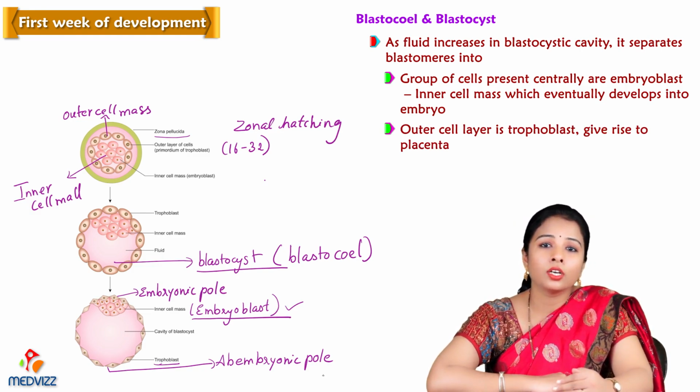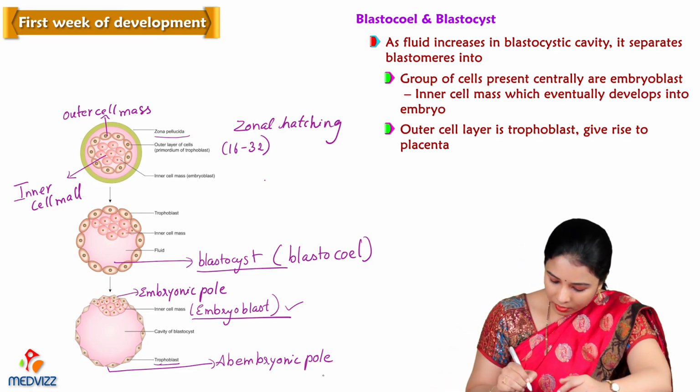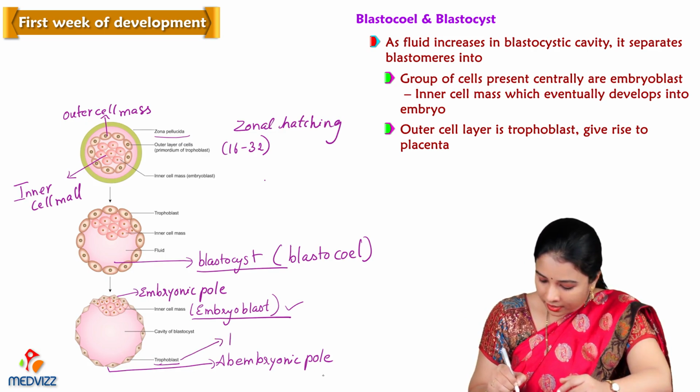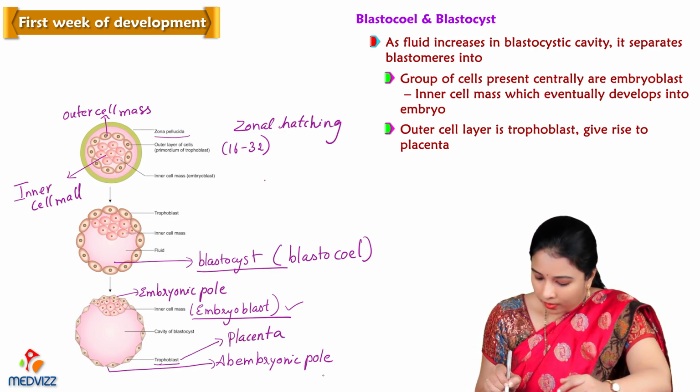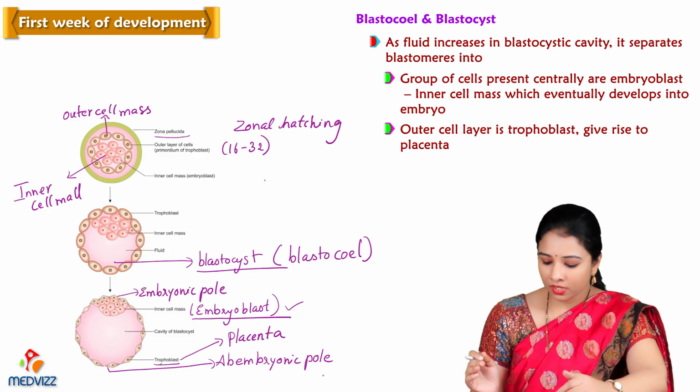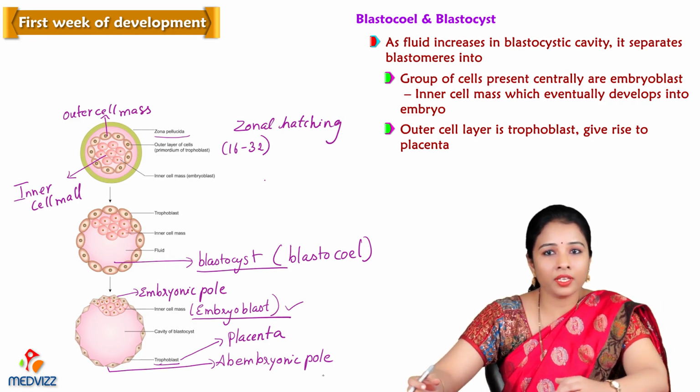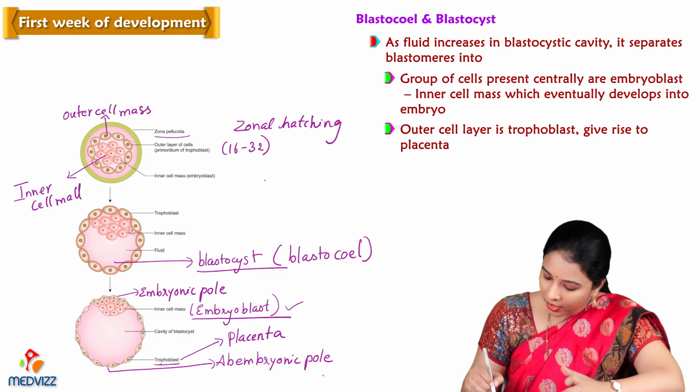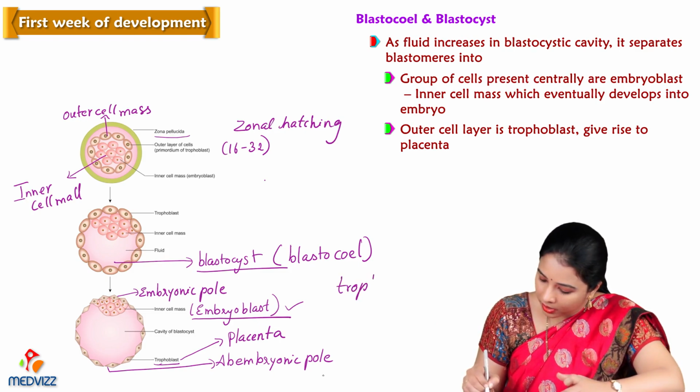In Greek, tropha means nutrition. So these cells will give rise to placenta. So trophoblast will later give rise to placenta, which provides nutrition to the developing embryo. So trophy in Greek means nutrition.